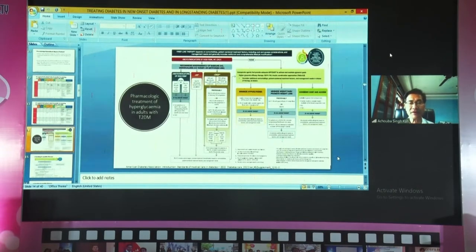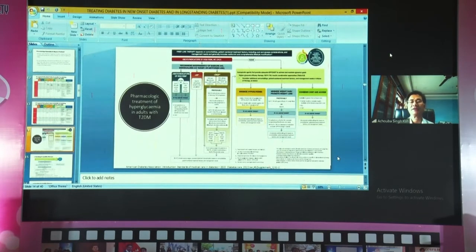So which one should be the first line treatment? As given by the latest ADA Standards of Medical Care in Diabetes, the evaluation for the presence of ASCVD or indicators of high risk for heart failure and CKD are the things we first have to risk stratify. If they are present, then the first choice would be either a GLP-1 receptor agonist or an SGLT2 inhibitor.